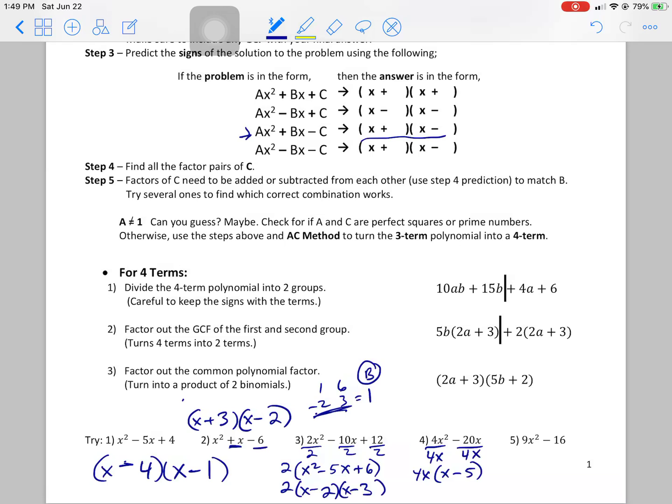Okay. How about this one? This one, 9x squared minus 16. 9x squared and 16 are all perfect squares. So 3x, the root of that one, and 4, 3x and 4, and then 1's plus and 1's minus. Okay, that's done. All right, I could do the next video for the next page.